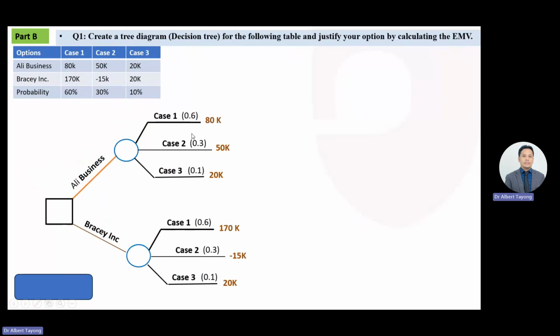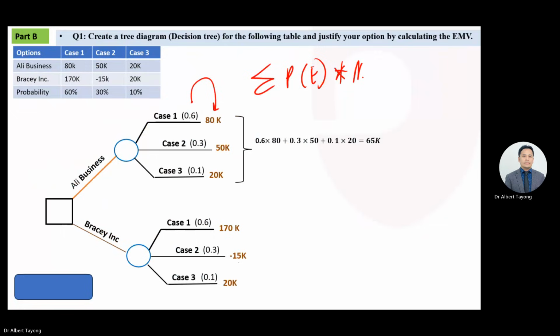So these three are for the first option, Ali Business. So 0.6 times 80. So you multiply this. Actually, we are using this formula. Our P of E there is 0.6 and the MV is 80K plus, because we have sigma here, we have 50 times 0.3 or 0.3 times 50 plus 0.1 times 20K. So the answer is 65K. So you put it here.